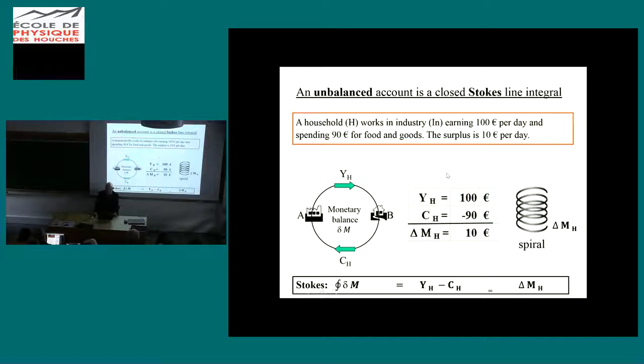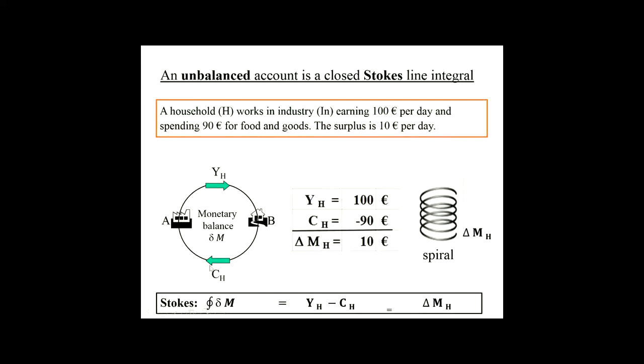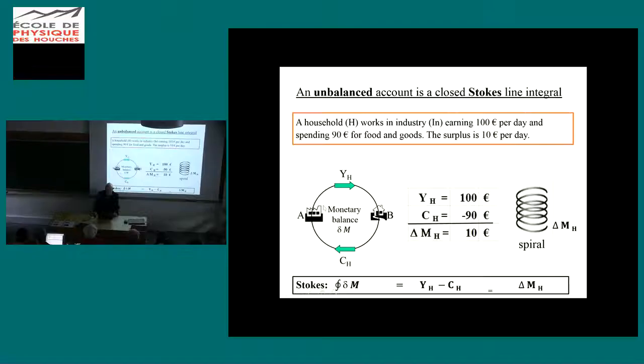This account is actually a Stokes integral. Industry pays the income of 100, and households pay consumption costs to industry, and they are not equal. This is 100, this is 90. So this is a Stokes integral. And the balance is indeed not a ring. It is not that we have the zero balance, like the Italians say, the giro conto. It's not a ring.